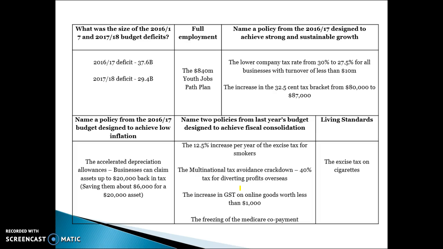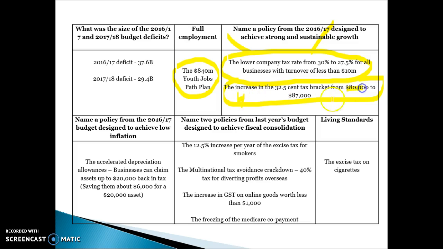Okay, key policies from last year's budget. The key things you want to recognise: one, policy for full employment, the $840 million Youth Jobs Path Plan. Make sure you know each of those three steps. For strong and sustainable growth, remember the two things to be aware of is the decrease in the company tax rate, and explain how that impacts growth in both the short and long term, as well as the increase in the 32.5-cent tax bracket from 80,000 to 87,000. So we don't start paying 37 cents per dollar until we reach 87,000 instead of 80,000, which means that we save 4.5 cents between earning 80,000 and 87,000. That is good for all middle income earners and rich people within society.